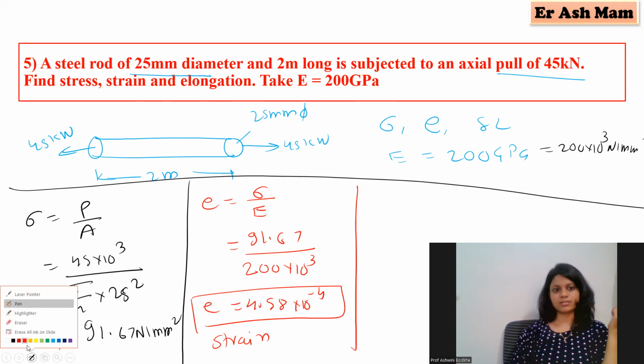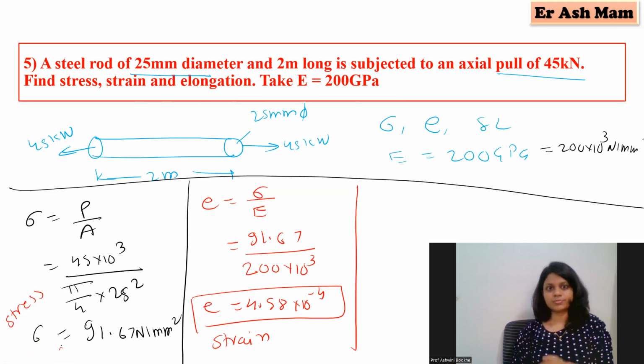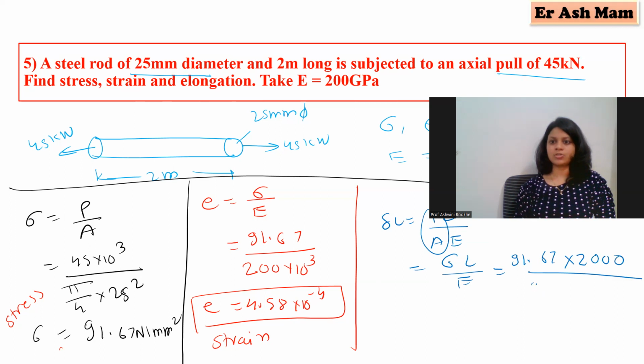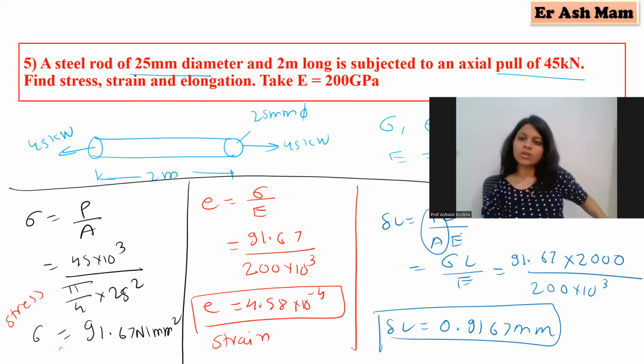And third one is elongation, delta L. Delta L equal to PL upon AE, or stress L upon E, because we know that P upon A is nothing but stress. Where stress is 91.67. Length is 2 meter, that is 2000 mm. And E is 200 into 10 raised to 3. Therefore, delta L is 0.9167 mm.